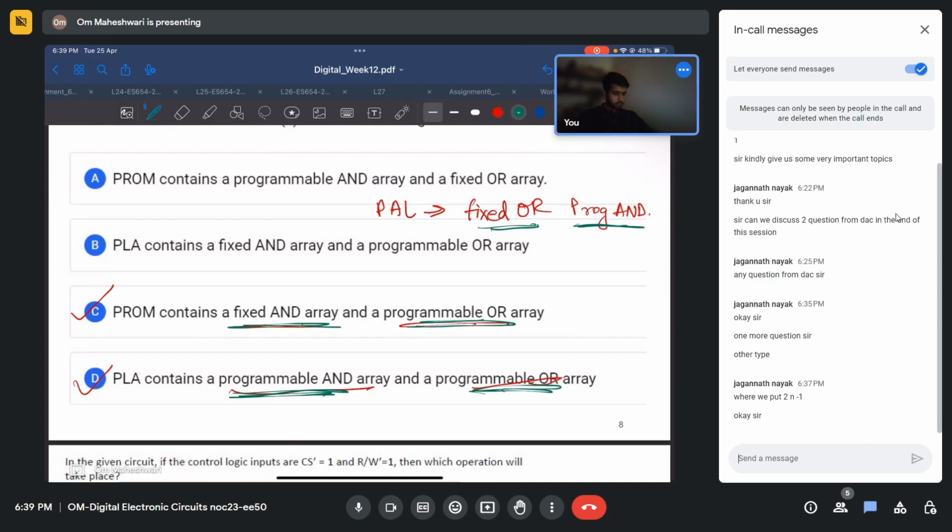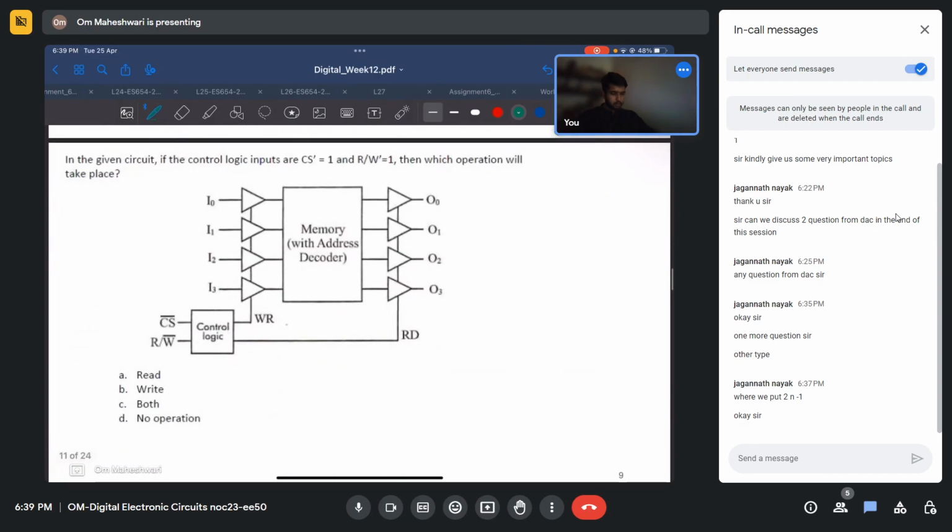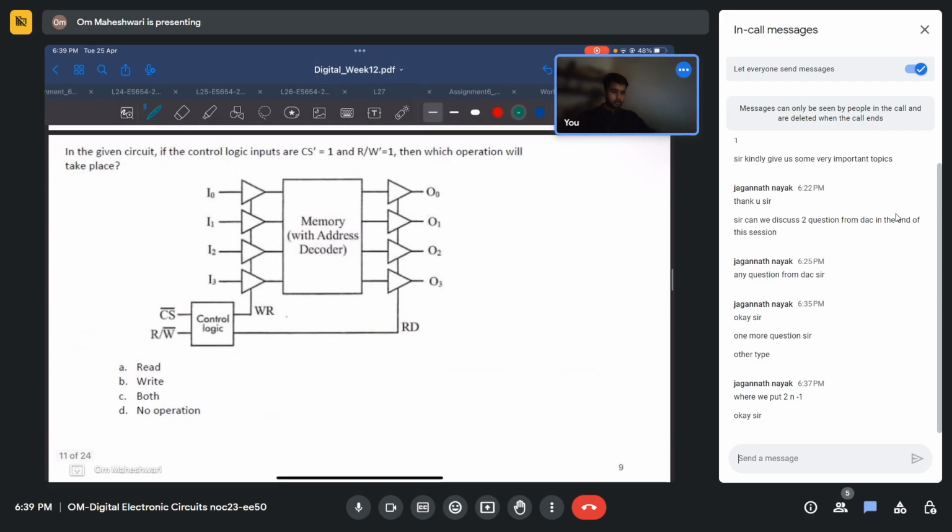Okay, so let us see the next question. This was from the assignment. In the given circuit, if the control logic inputs are CS dash is 1 and RW dash is 1, which operation will take place? Please look at it and let me know.